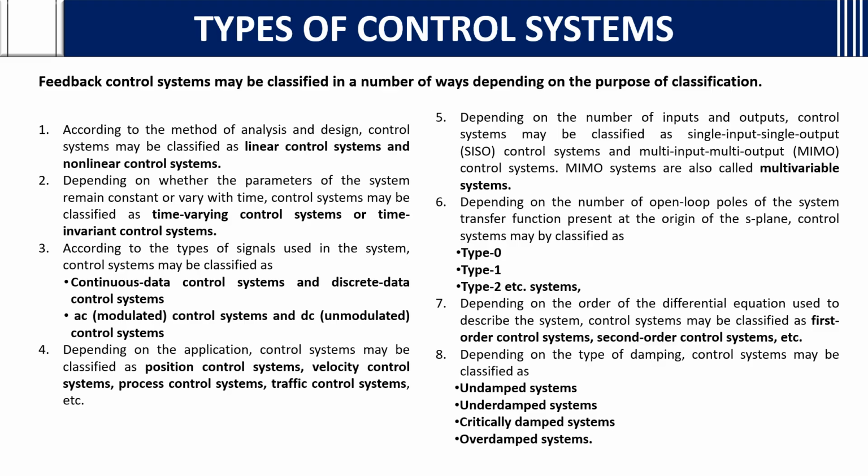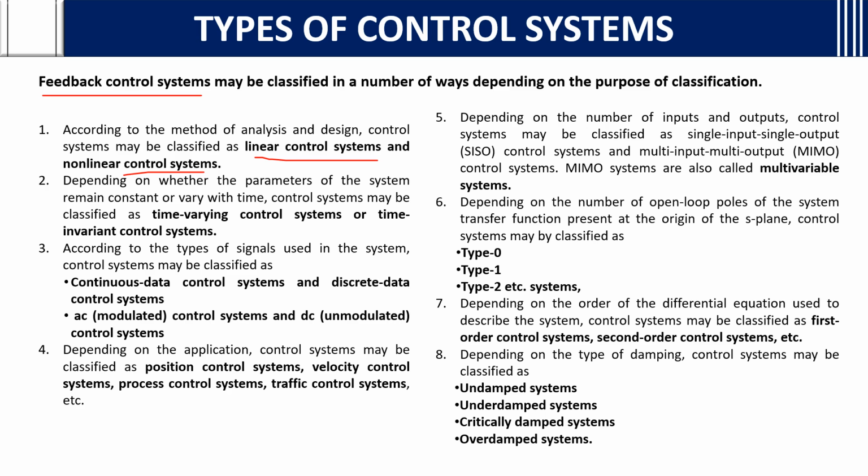Feedback control systems may be classified in a number of ways, depending on the purpose of classification. According to the method of analysis and design, control systems may be classified as linear control systems and non-linear control systems, depending on whether the parameters of the system remain constant or vary with time.